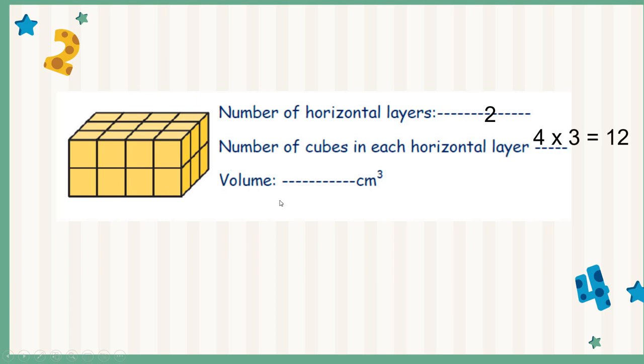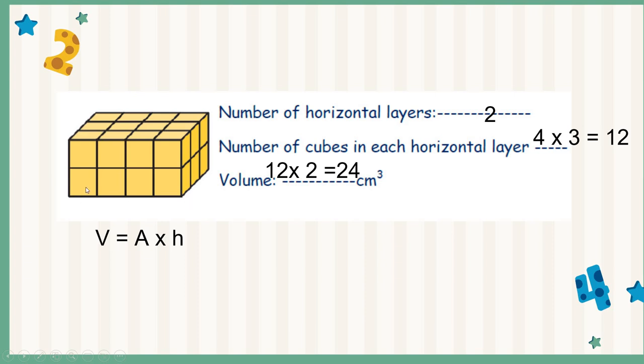Okay, so to calculate the volume, what shall we do? We will multiply the number of cubes in each layer times the number of layers. 12 times 2 equals 24 centimeter cubed. So we can say that the volume equals the area, which is the number of cubes in each layer, right, times the height, which is the number of layers. The height here is what? It is 2, and this is the same as the number of layers.